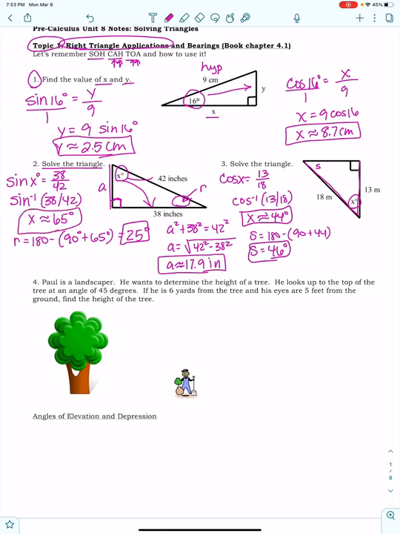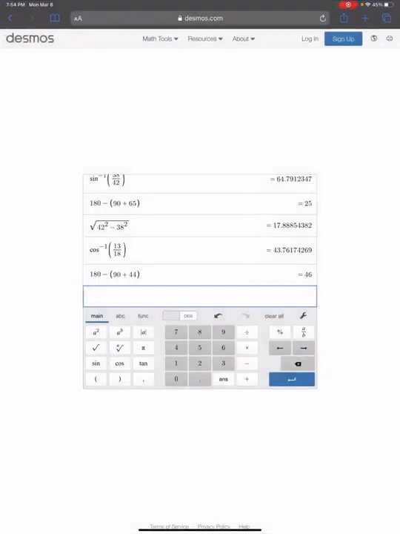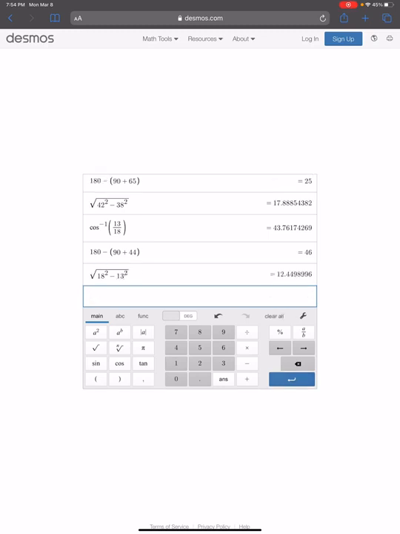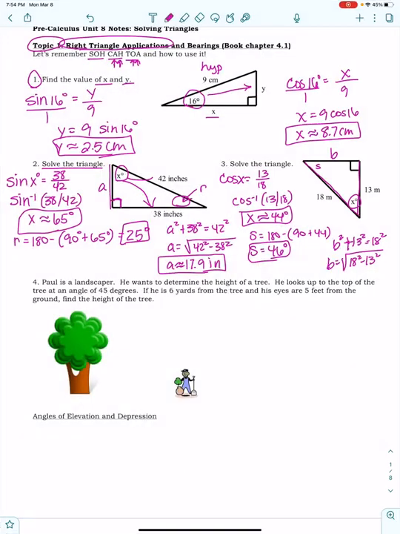And now we're going to use the Pythagorean theorem again. I'm going to call this little b. So b squared plus 13 squared equals 18 squared. So b is going to equal the square root of 18 squared minus 13 squared. And that's going to give me 12.4. So b is equal to 12.4 approximately meters. Awesome.